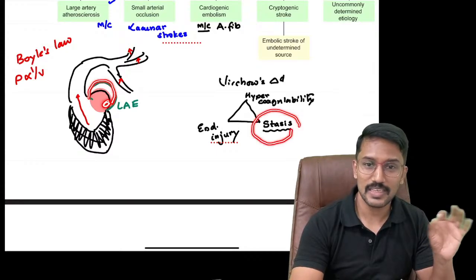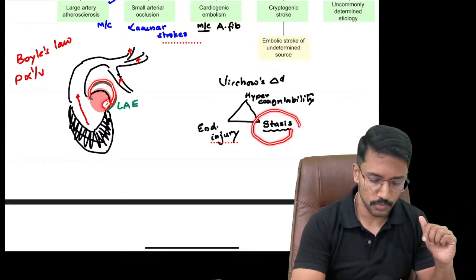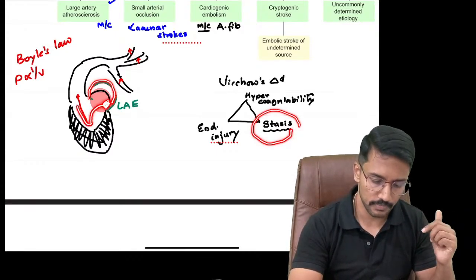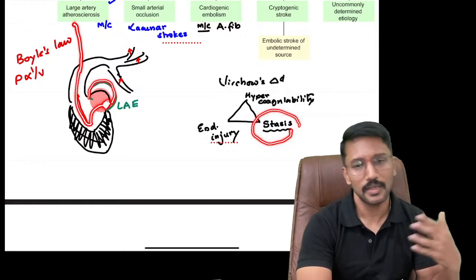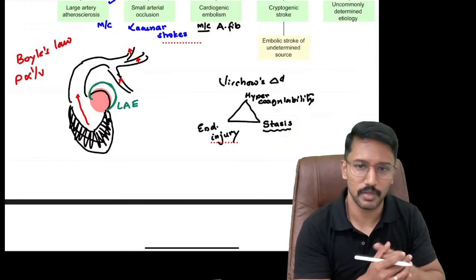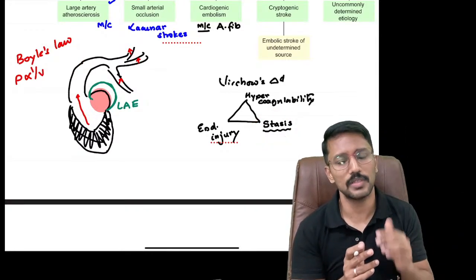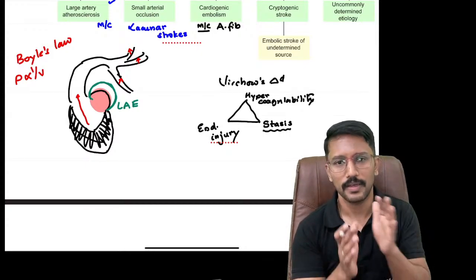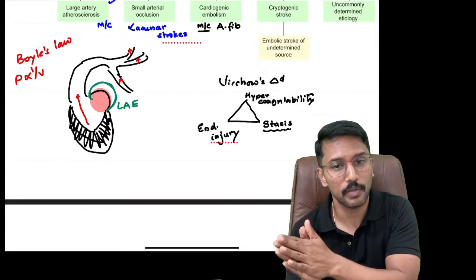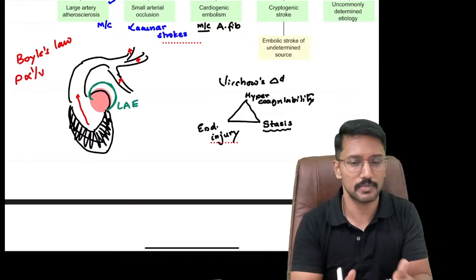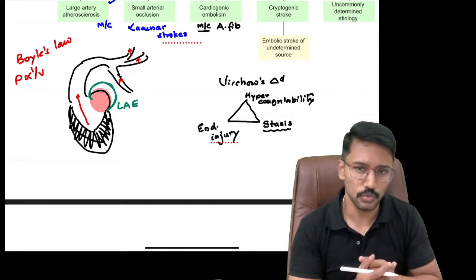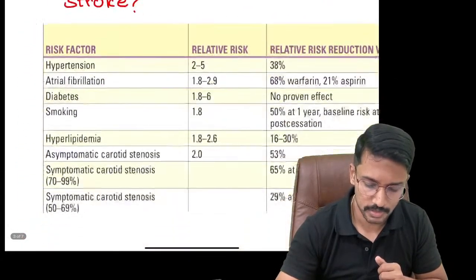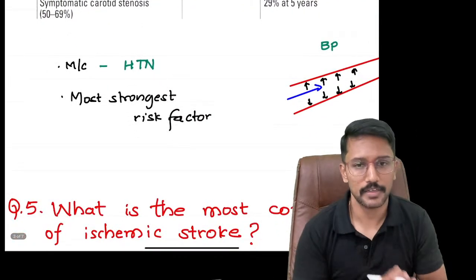And when you have atrial fibrillation, you are providing the stasis required for blood coagulation. A clot will form, it will come to the ventricle, from the ventricle to the aorta, from the aorta to the carotid, from the carotid to the middle cerebral artery, and we end up developing stroke. So there are two mechanisms by which hypertension can lead to stroke. One, it can cause endothelial injury. Second, it increases the risk of developing atrial fibrillation with all the mechanisms that we discussed. Both will contribute to stroke. And that's why hypertension is the most common risk factor.